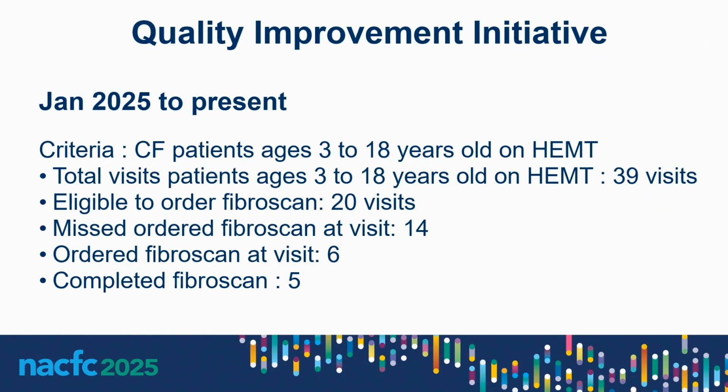From January to present, the criteria were CF patients ages 3 to 18 years old on modulator therapy. Total visits for ages 3 to 18 were 39 visits. Eligible to order FibroScans were 20 visits. Missed or unordered FibroScans were 14, if they were late or missed their appointment. FibroScan was ordered at 6 visits and completed FibroScans were 5.